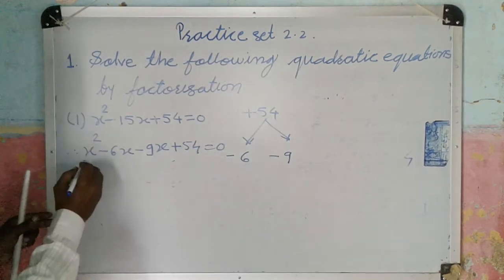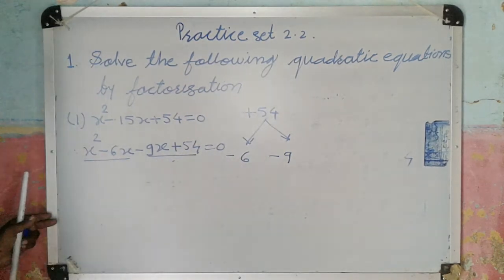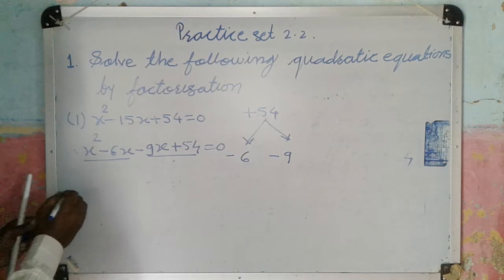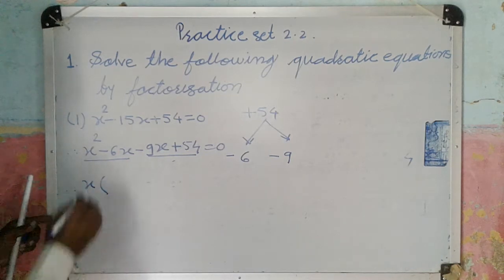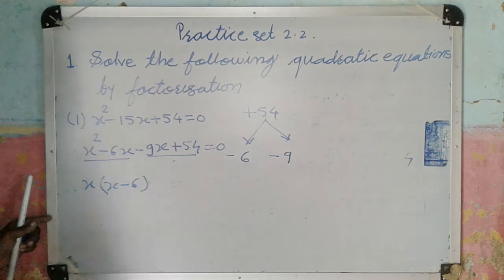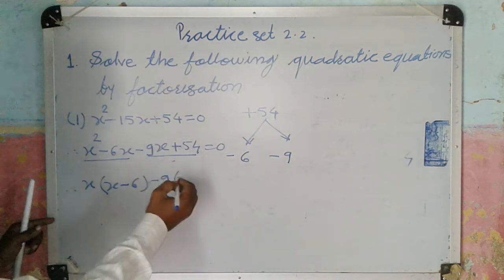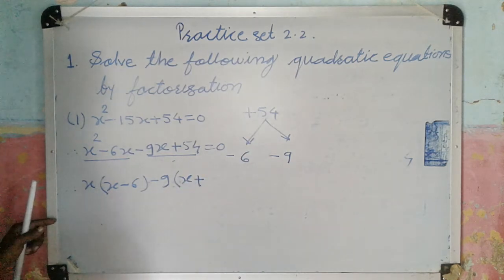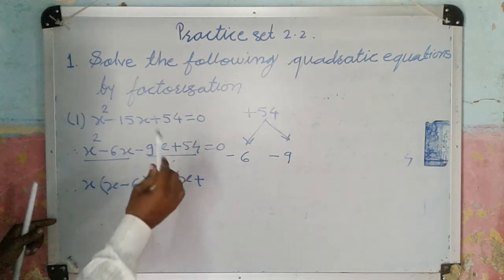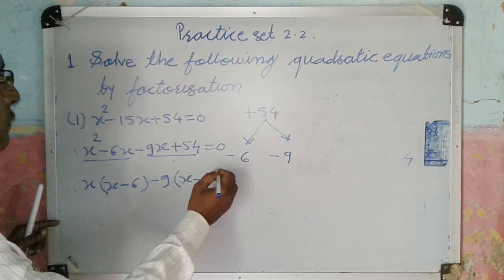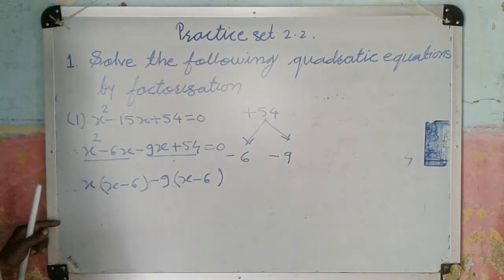Now make two groups. So from each group take a common term. Here in the first group x is common, so in the bracket it remains x minus 6. From the second group, here minus 9 is common, so here remains x minus 6, because 9 sixes are 54, and here it becomes minus 54, is equal to 0.